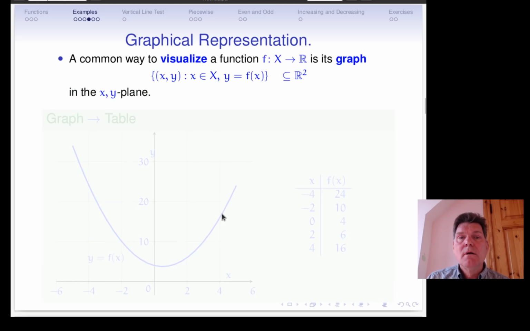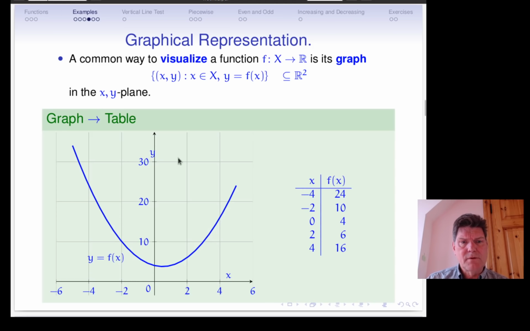Graphical representations we'll see quite often. A common way to visualize a function from a set x into the real numbers is its graph. That's the set of all pairs of x's and y's, where x is in the domain, capital X, and y is the function value, f of x. That's a collection of points, which is specified by the function, and it lives in R squared, the xy plane.